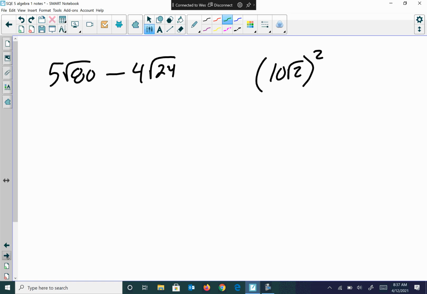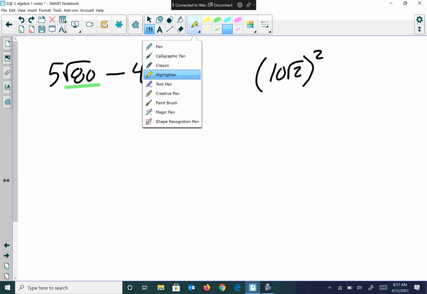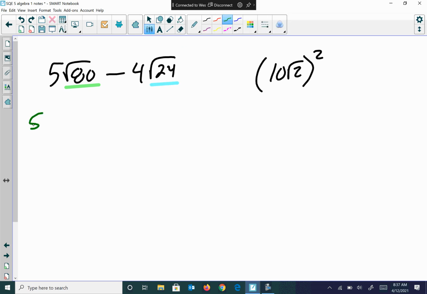All right, so friends, 5 square root 80 and subtract 4 square root 24. We all in compliance saying, hey, root 80 and root 24 are not the same radical? Okay. So I want to make my radicals the same. So right now, this and this are different. So we need to make them the same. So the 5 comes down. Let's see. I'm going to start here.